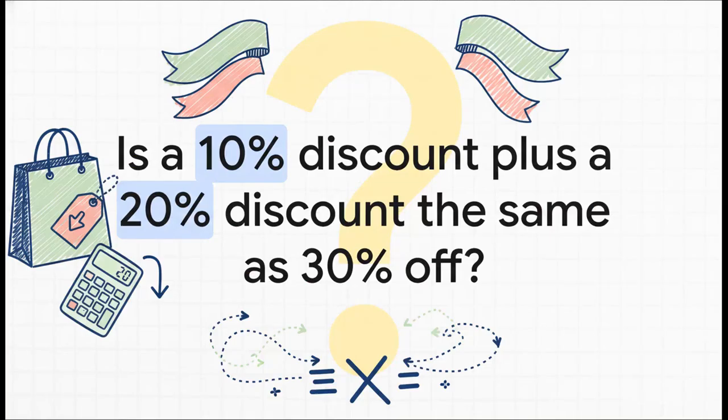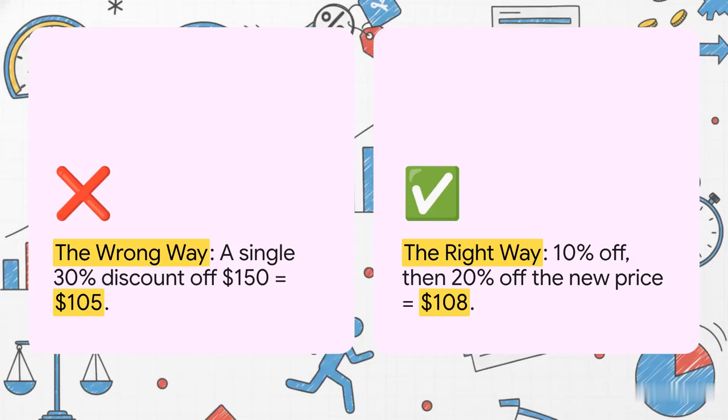But hey, watch out for this. This is a classic trap that stores love. You see a sign that says take an extra 20% off or 10% off sale price. So that's just 30% off, right? No, it's not. And this slide shows you exactly why.